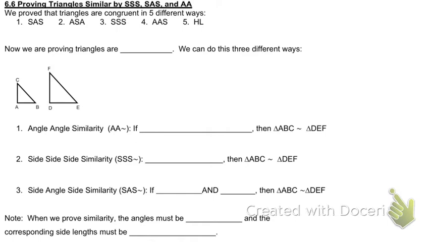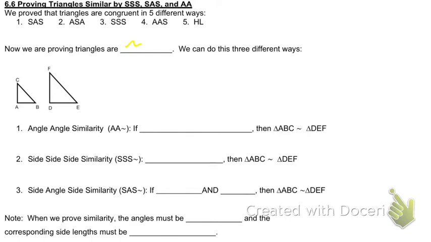Now we're going to prove triangles are similar. You could either just do the squiggly for similar, or you can write out the word similar. We can do this in 3 different ways. We're going to have 3 different similarity shortcuts, just like we had those 5 congruence shortcuts. So for these triangles ABC and DEF, we could do angle, angle similarity.